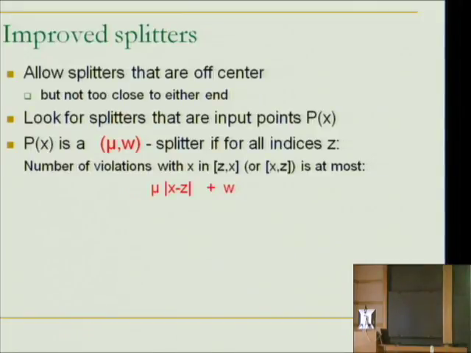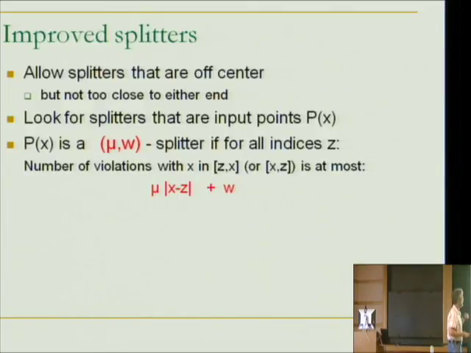This is only at the top recursive level. At lower recursive levels, we replace this x minus z by the number of indices that are relevant to the box, since not all indices have their value in that box. It's basically generalizing. Before, we wanted x to be involved with a mu fraction of violations. Now, for every interval, x should be involved with a mu fraction of violations in that interval.